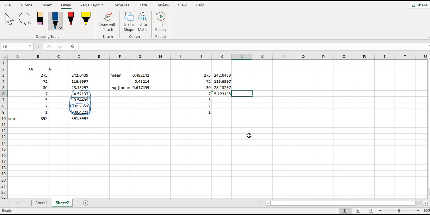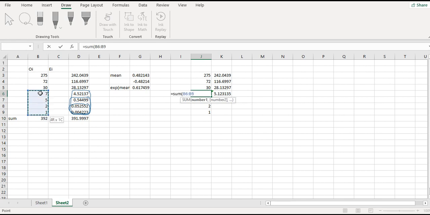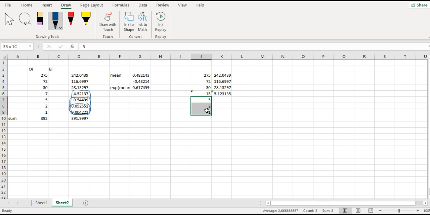Okay, now its value is more than 5, but because we have pooled these four values, we need to pool these values also. So this can be written as the sum of these. Now I'm going to remove this frequency. So it means that instead of the 7 terms, now we are left with only 4 terms. So this is our observed frequency and this is our expected frequency, right?